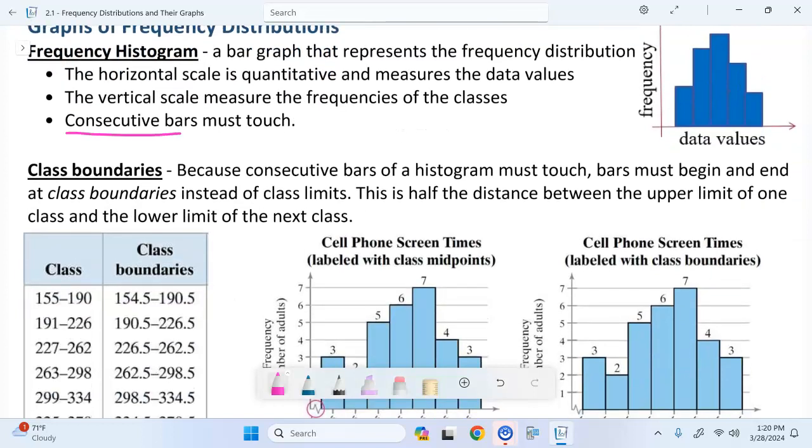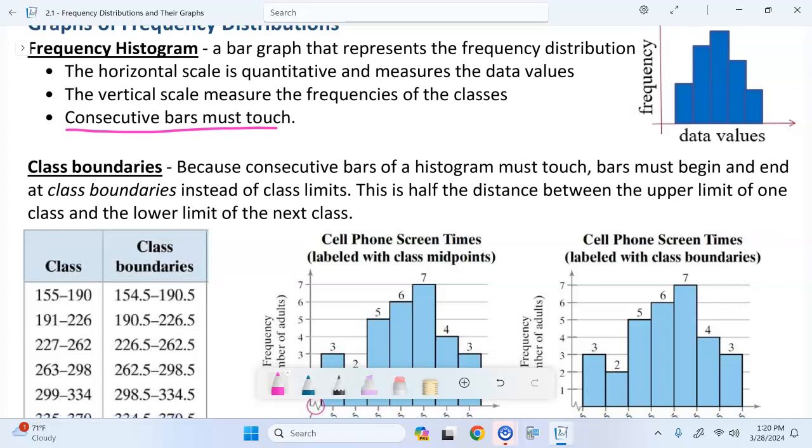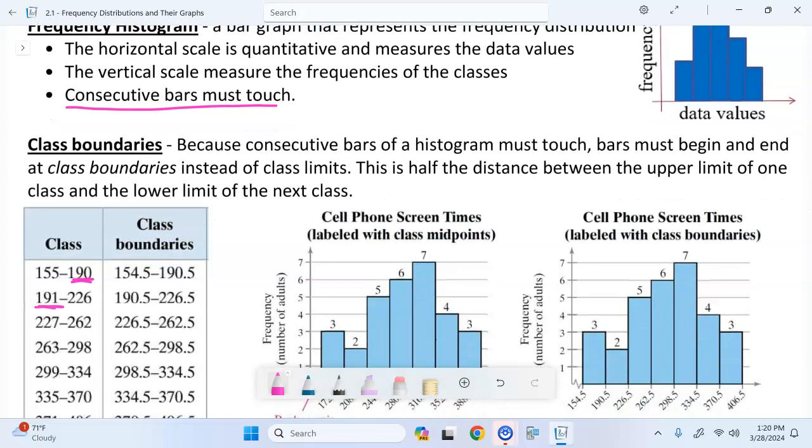Consecutive bars have to touch on a histogram because we're looking at groups of data. We're looking at a range of values, and when we look at our tables, we don't have a gap from one class to the next. So the bars have to be touching. If the bars have a gap, then that means there's a class that has no data values in it. So we need to be very careful about that with our histograms.